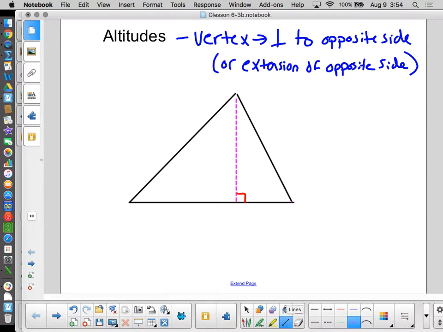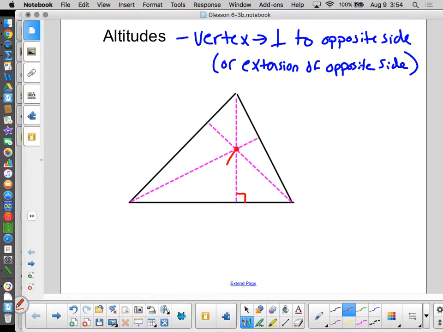And again, all three sides have altitudes. And all three altitudes come together at a common point, a point of concurrency. The point of concurrency for all three altitudes, right there, is called the orthocenter.